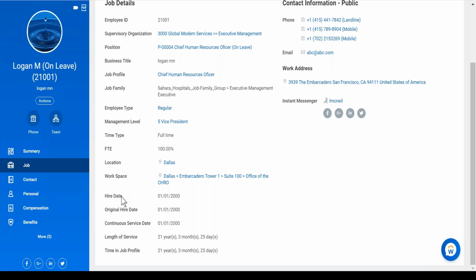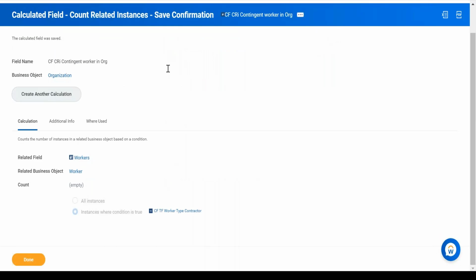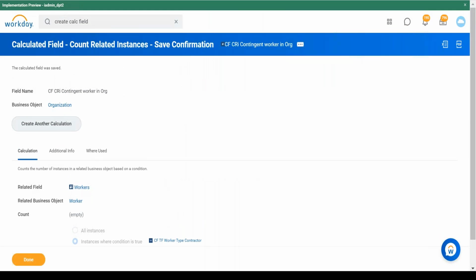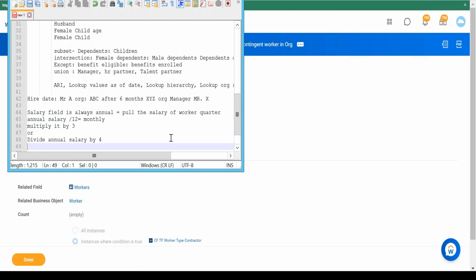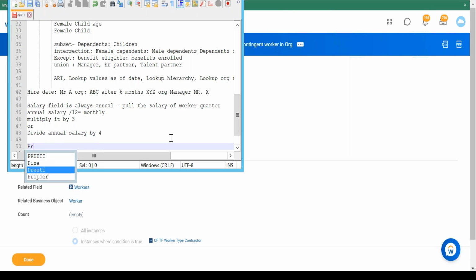Our last function for today is sum related instances. Suppose I want to sum all the open positions in the organization in which a worker is sitting. Suppose I am Preeti and I sit in XYZ org. The requirement is to find the number of open positions in the XYZ org.